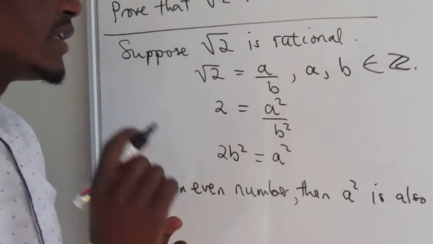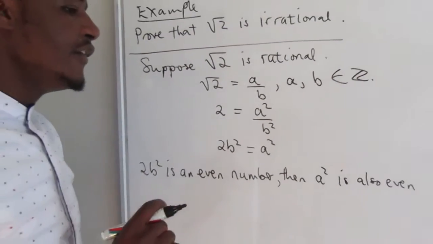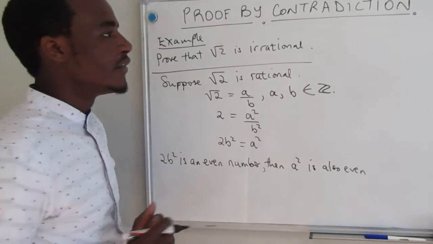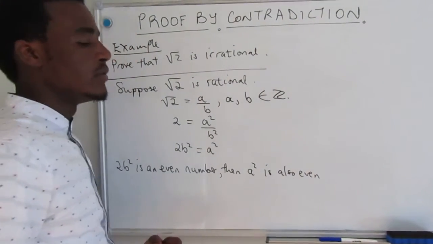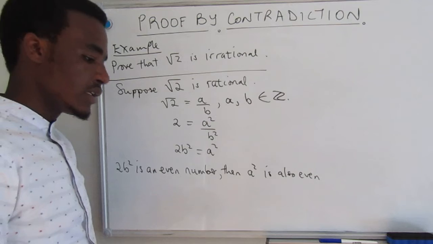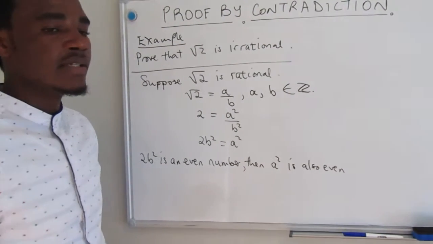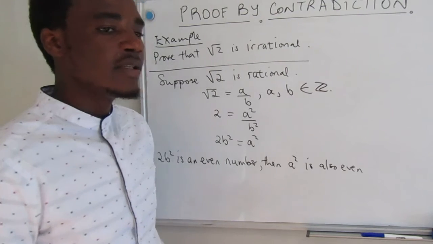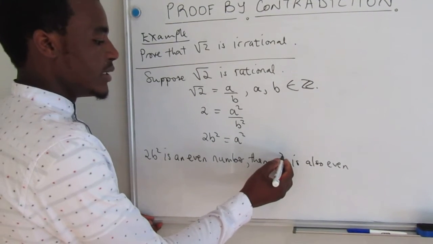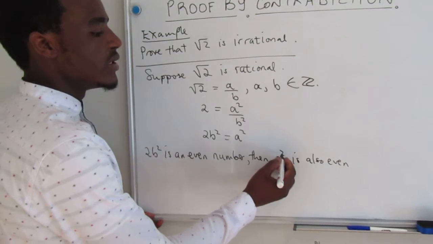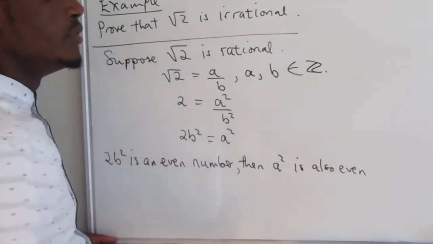We can only get an even number if we square an even number. For example, 1 squared is 1. 2 squared is 4, and 4 is an even number. 4 squared, 16, is an even number. 6 squared, 36, is an even number. So if a is even, a squared is also even. But if a is odd, a squared is not going to be an even number.